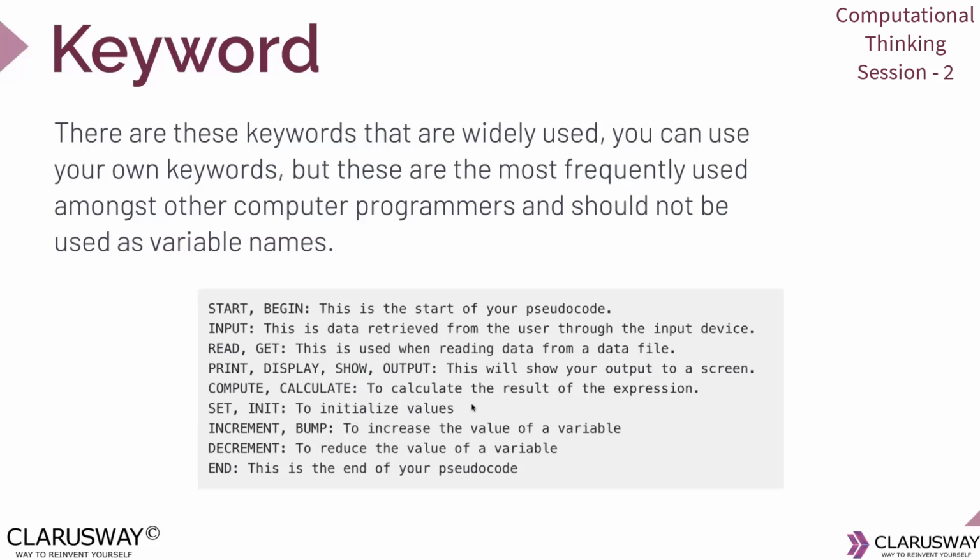Set, initiate, to initialize values. So in Python, for example, when you say name1 gets, I don't know, Alex, that's basically initializing a new variable and a value. In that case, you might want to use the keyword set or initialize, or any other word like this. We have increment, bump. Using this keyword, you can indicate that a variable's value is going to be incremented by 1. You can use decrement, the exact opposite of that, and then at the end, you'll have to indicate that the program has ended. Okay, so these are our keywords.